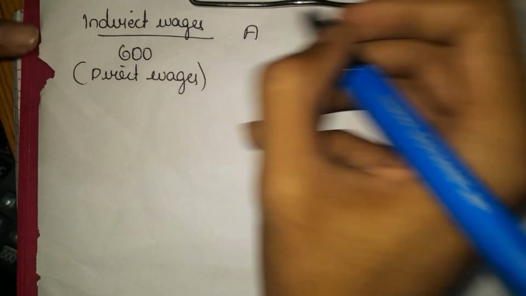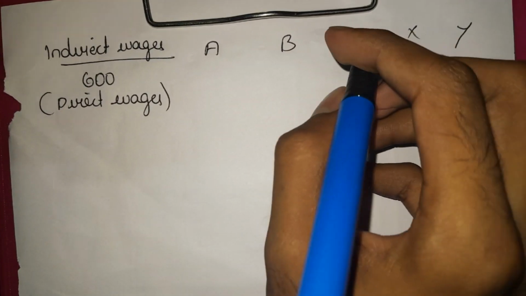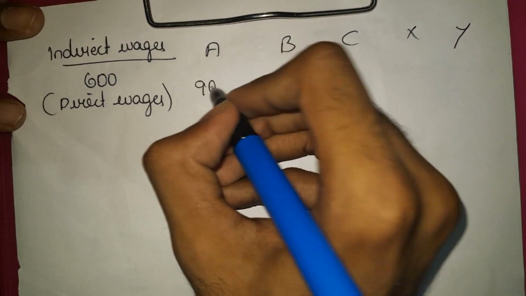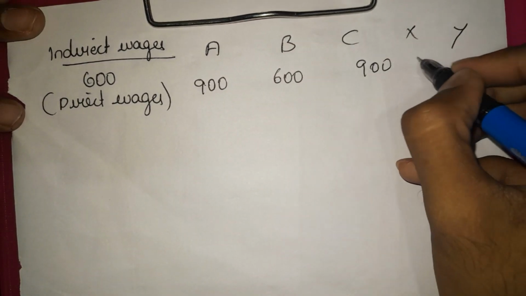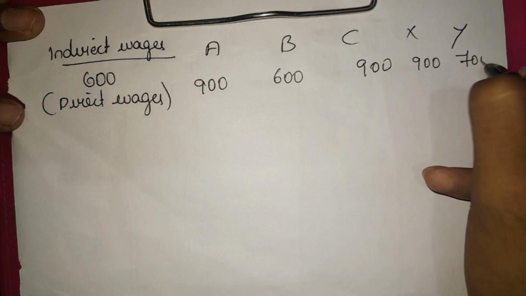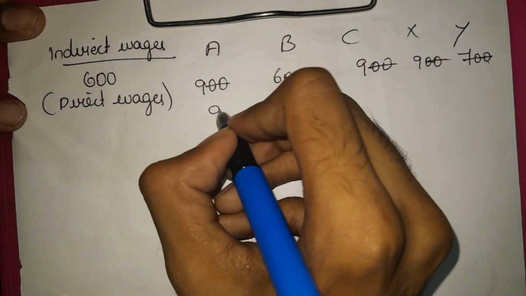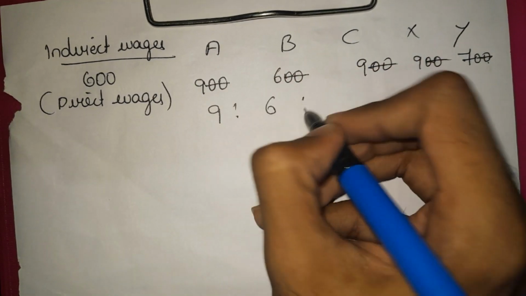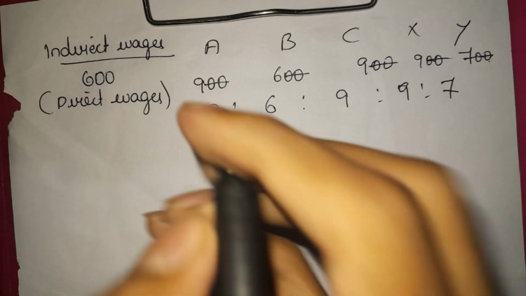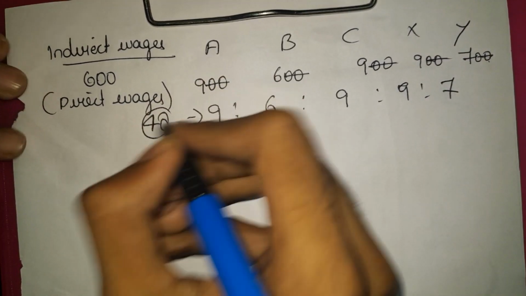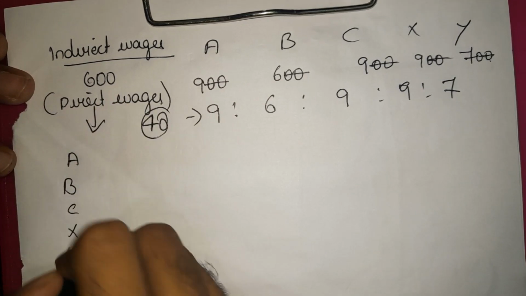So we have A department, B department, C department, X department and Y department. A department direct wages is 900, B department is 600, C department is 900, X department is 900 and Y department is 700. Simply we can cancel 2 zeros. The ratio will be 9 is to 6 is to 9 is to 9 is to 7. When you add everything, it will be 40. So we have to distribute this 600 between various departments.